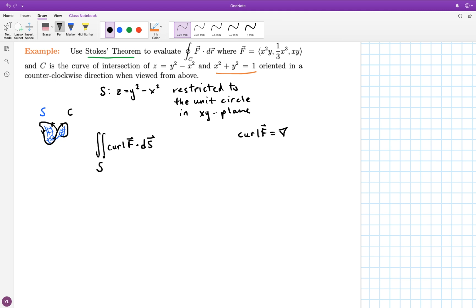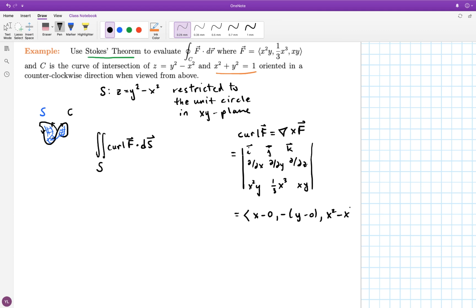You just take del cross F. So I'm taking partial derivatives here. Just remember how that goes. For example, the first partial derivative I'm going to take is the partial derivative of xy with respect to y. X is held constant, so the derivative is x. Okay, so this vector field represents the curl of the vector field F. All right, I think I'm ready to set up my surface integral now.